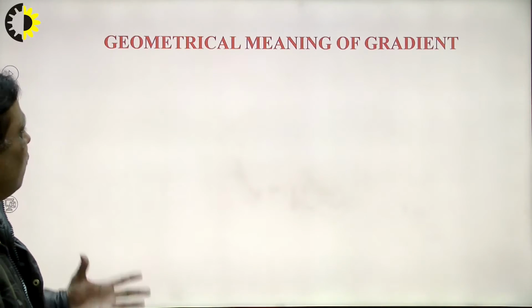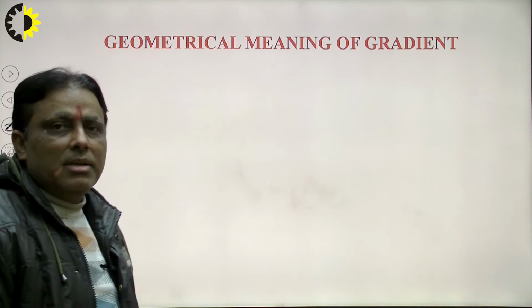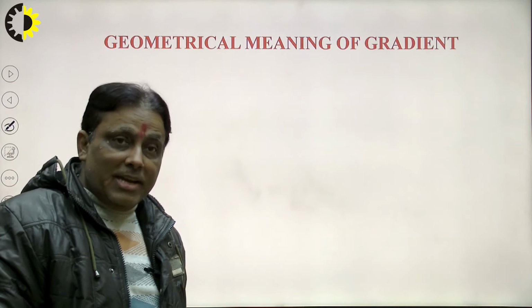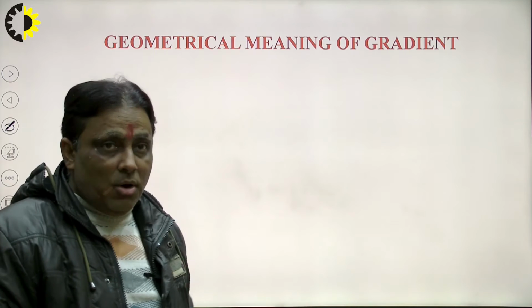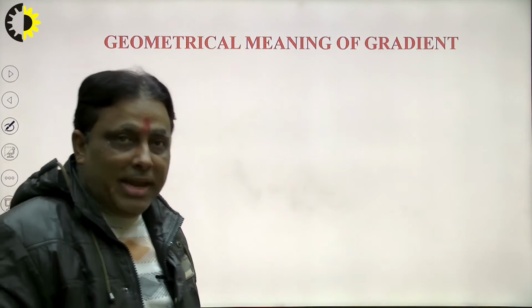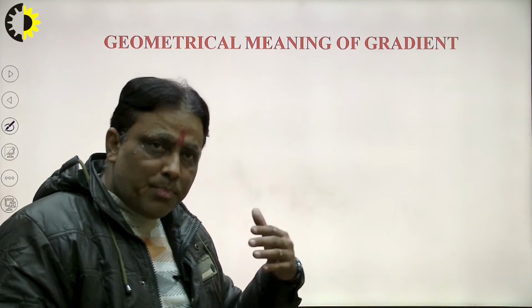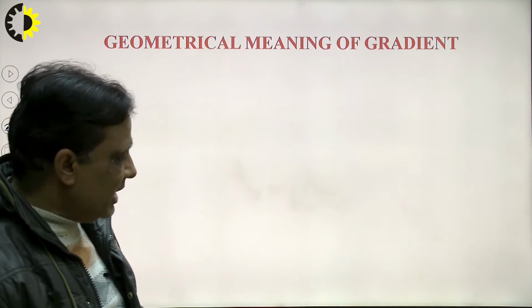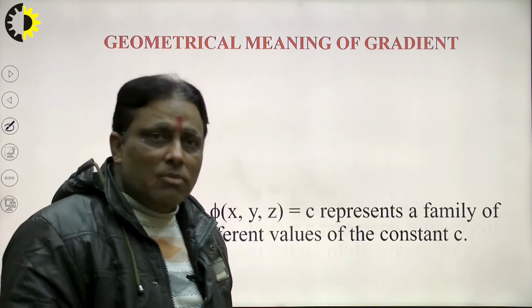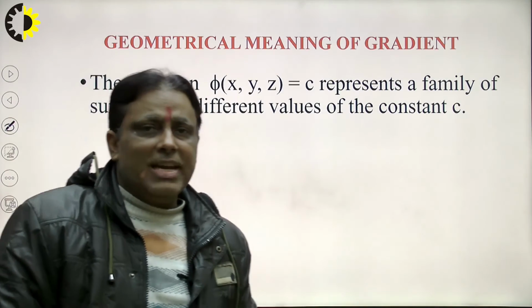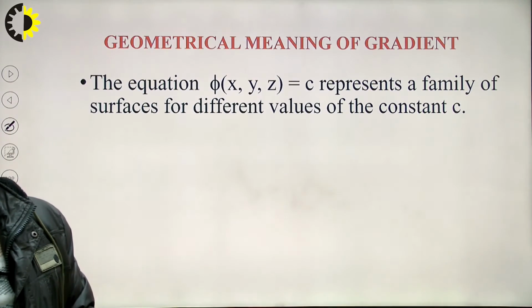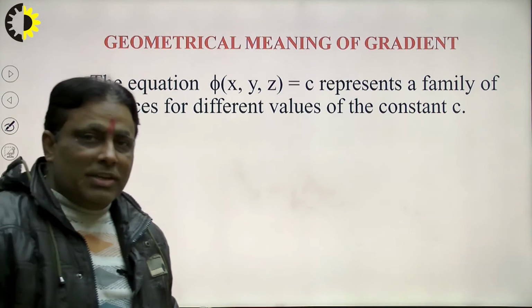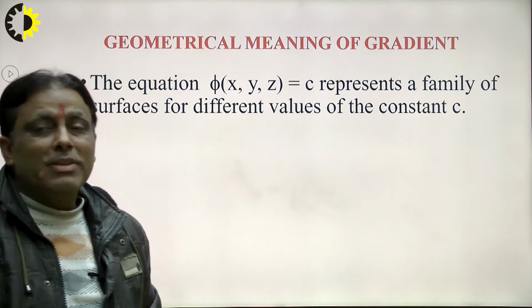In this way, what is the geometrical meaning of the gradient? I explain here. I gave the example just now. I am standing in the two-dimensional plane at a particular point. So what will be the role of my standing position with respect to x and y? The equation phi(x, y, z) = c represents a family of surfaces for different values of c here.